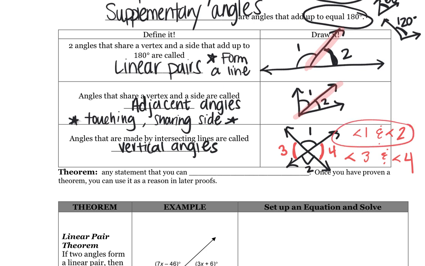Okay, so this is one set of vertical angles. This is another set of vertical angles. And as long as they're opposite, they're across from each other, we can say they're vertical angles. They just have to be intersecting lines.